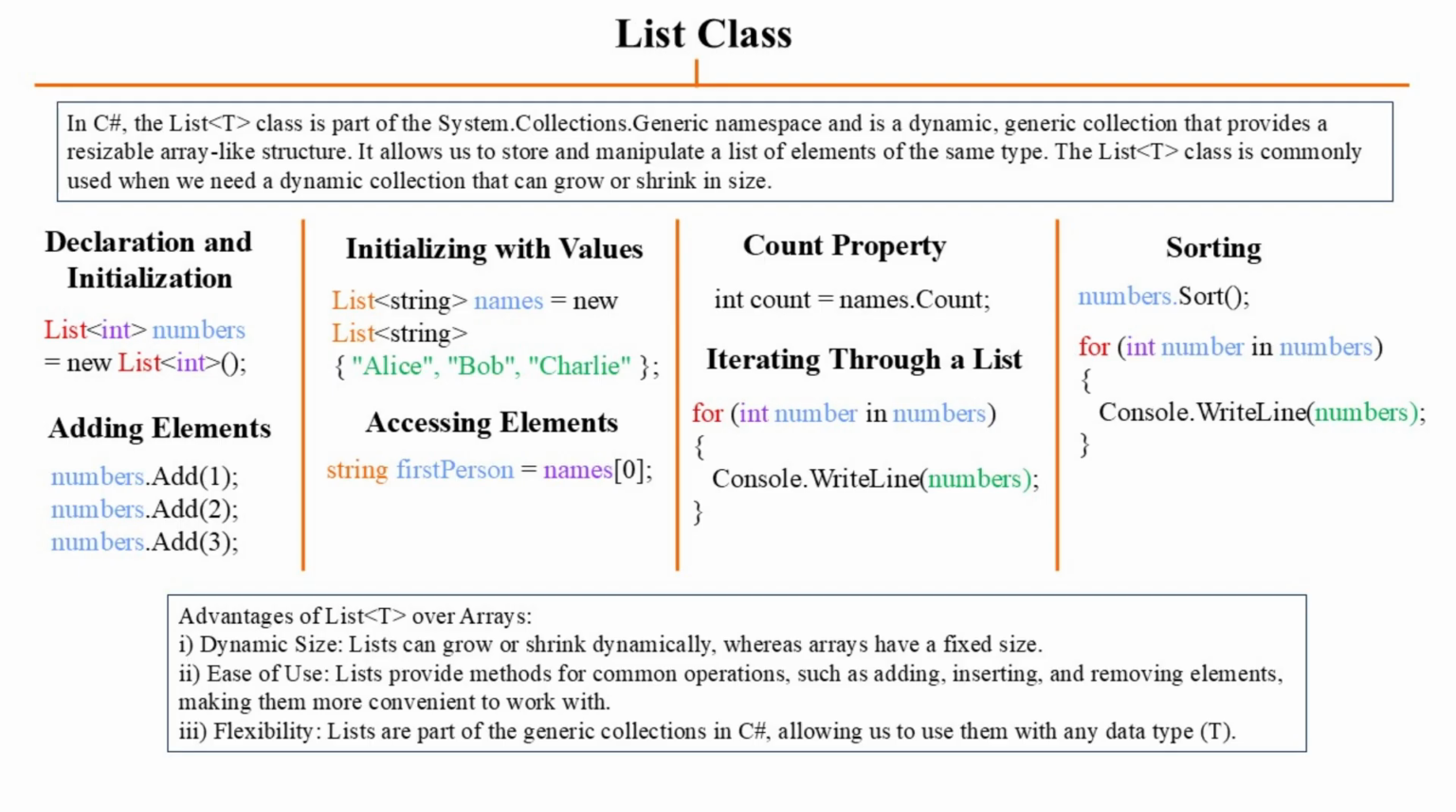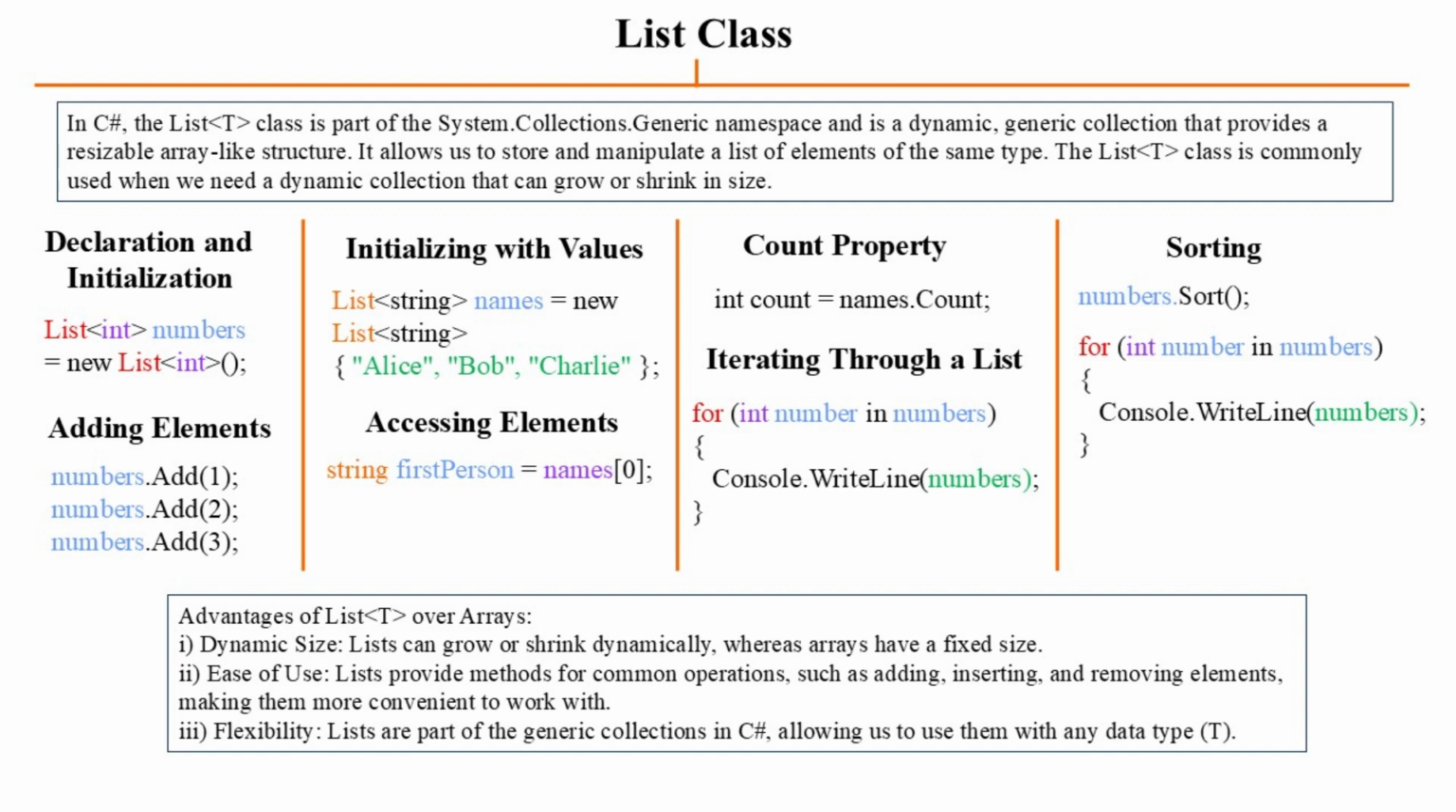Today we are going to discuss the list class in the C# programming language. In C#, the list class is part of the System.Collections.Generic namespace and is a dynamic, generic collection that provides a resizable array-like structure. It allows us to store and manipulate a list of elements of the same type. The list class is commonly used when we need a dynamic collection that can grow or shrink in size. Let's look at some key features and usage examples of the list class.